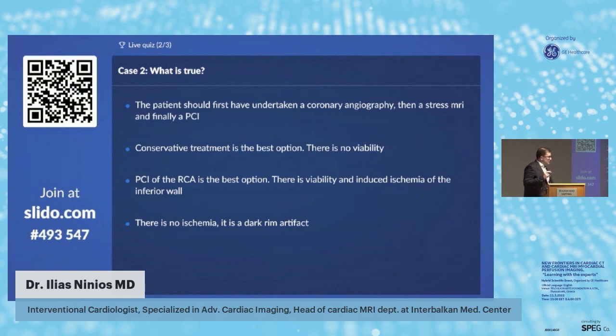The question is, should we have done first a coronary angiography? It's an elder person, diabetic, with a high pretest likelihood to have coronary artery disease, and then stress MRI, and then finally a PCI, or treat conservatively because there was no viability, PCI of the right because there is viability and ischemia, or no ischemia, just a dark rim artifact.